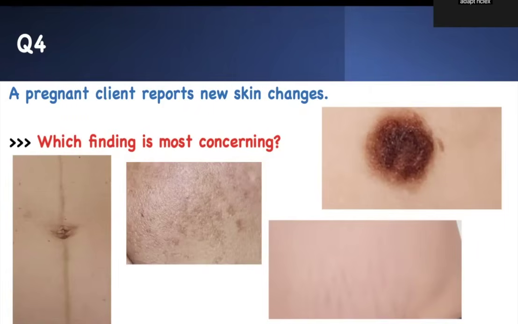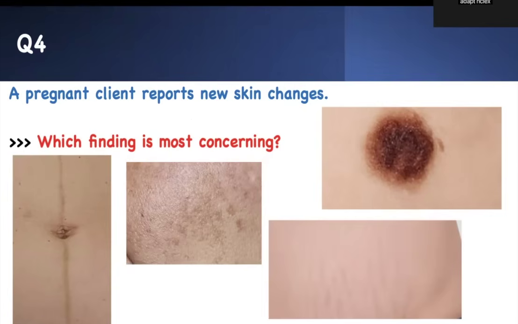Same thing, in case they give you images or they describe it, be able to know physiological changes in pregnancy. This is something you have to know. It's not esoteric. A pregnant client reports new skin changes.